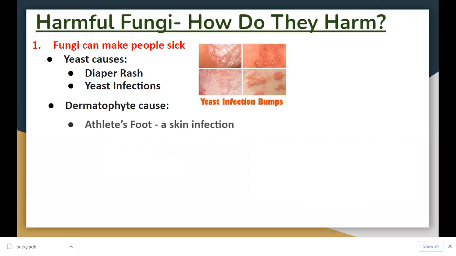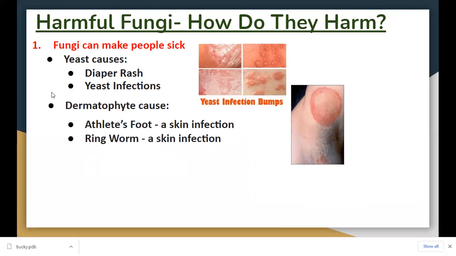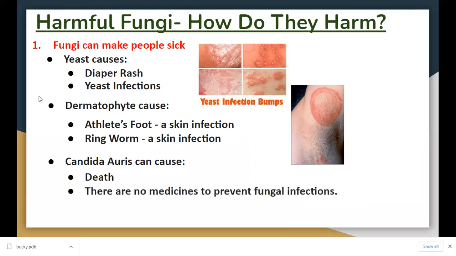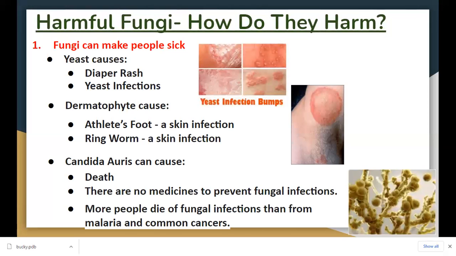Dermatophyte causes athlete's foot, which is a skin infection. Ringworm, which is a skin infection. There's an example of ringworm on the right. Candida auris, also known as Candida, could cause death. And there are no medicines to prevent fungal infections, only things to help it. So you want to be eating well so you don't get these in the first place. Don't eat these fungi. There's an example of the Candida auris fungi. Most of the fungi look like they have tiny branches all over the place. That's what they all look like.